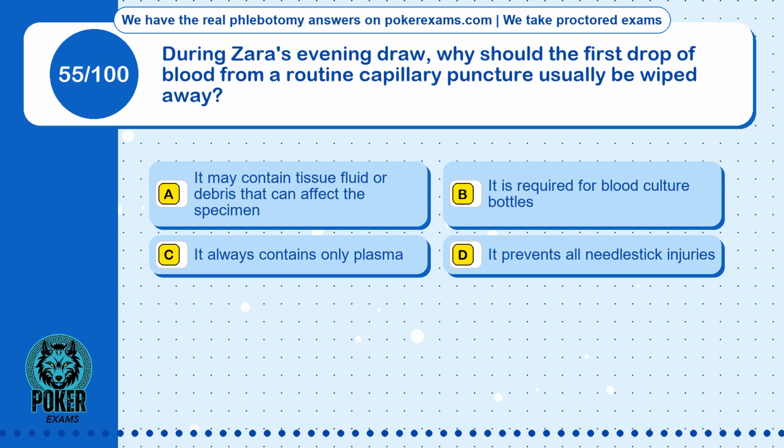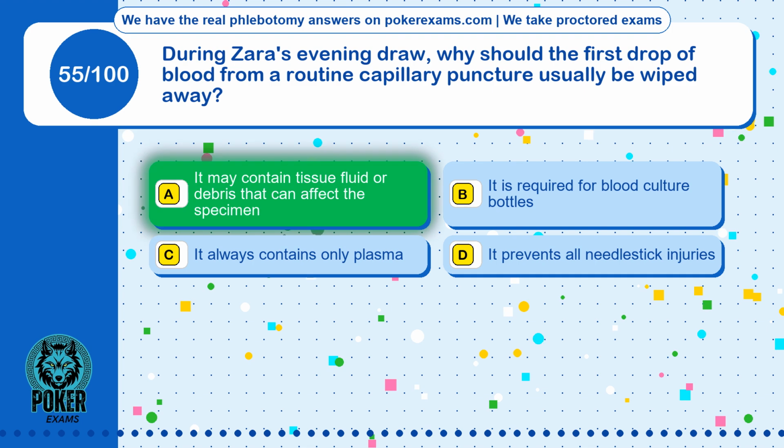Question 55. During Zara's evening draw, why should the first drop of blood from a routine capillary puncture usually be wiped away? Option A. It may contain tissue fluid or debris that can affect the specimen. Option B. It is required for blood culture bottles. Option C. It always contains only plasma. Option D. It prevents all needle stick injuries.